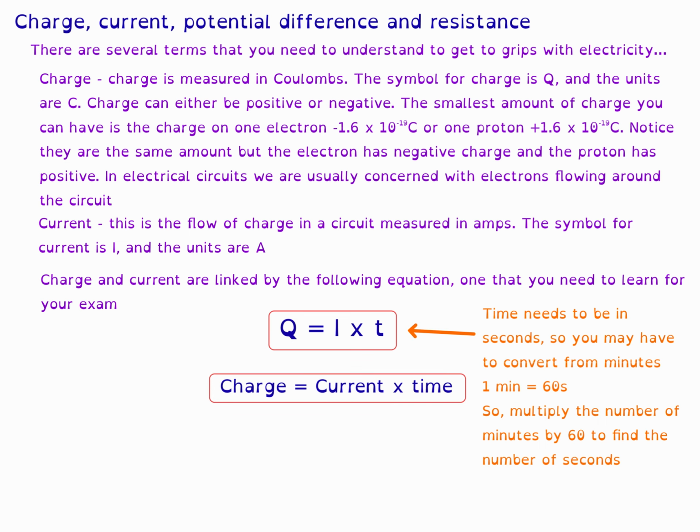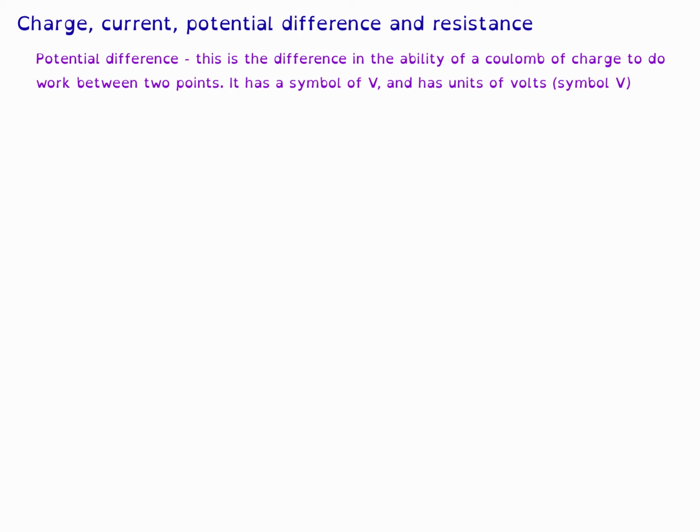Time needs to be in seconds, so you may have to convert from minutes. So 1 minute is equivalent to 60 seconds. So you would need to multiply the number of minutes by 60, and that would give you the number of seconds.